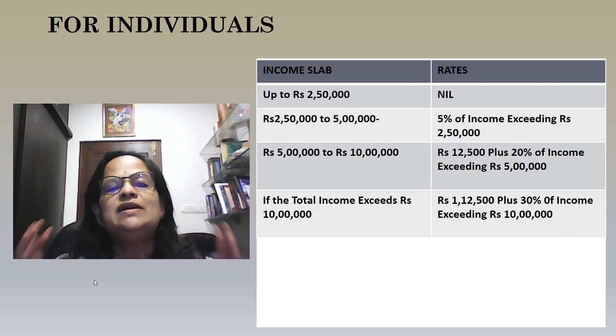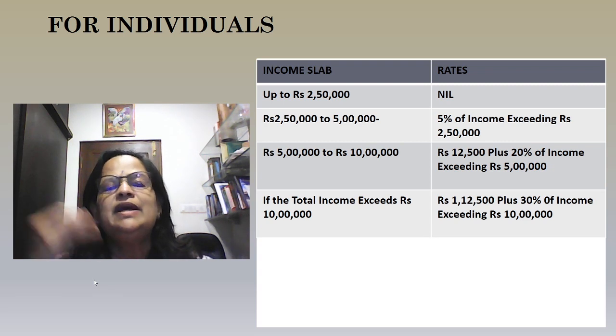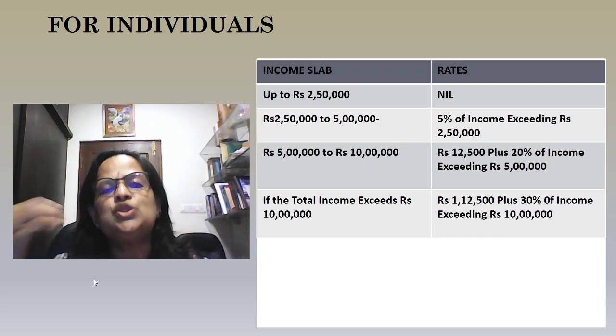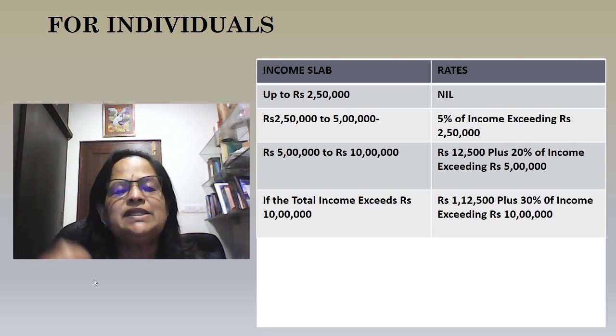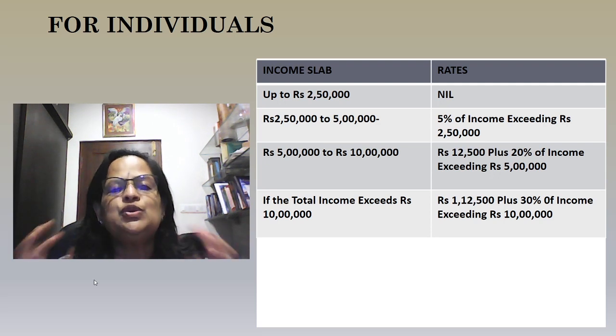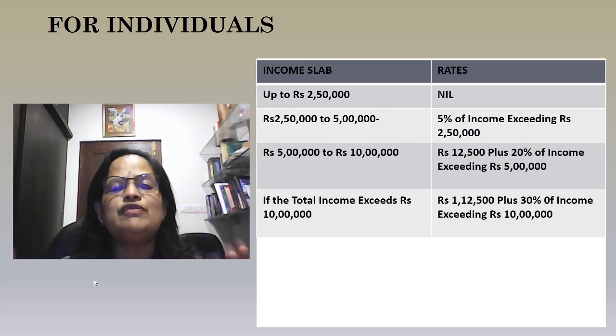So the first one is for individuals only we have to calculate the tax liability. So individuals tax liability, you have to remember that up to 2,50,000 they don't have to pay any tax. Now income tax rates we are always telling it as slabs. So the next slab is 2,50,000 to 5 lakhs. That is 5% of income exceeding rupees 2,50,000. That meaning if a person has got the income of 5 lakhs, up to 2,50,000 he will not pay any tax. Next to 2,50,000 he will be paying 5%. So that meaning 12,500 he will be paying. 2,50,000 into 5 by 100.